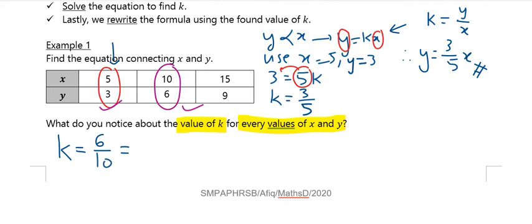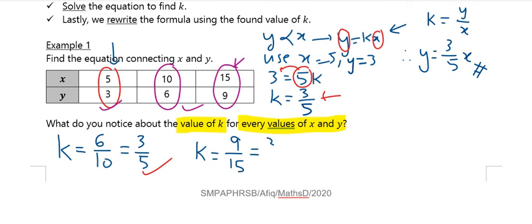6 out of 10 can be simplified into 3 out of 5. Is it true that k equal 3 out of 5? Yes. And let's have a look at the last one. The last value will be 15 and 9. K is also equal to y out of x, right? So y out of x is 9 out of 15, which can be simplified into 3 out of 5. There you have it. So for any direct variation, you have to make sure that the k is always the same. So that's the first example.